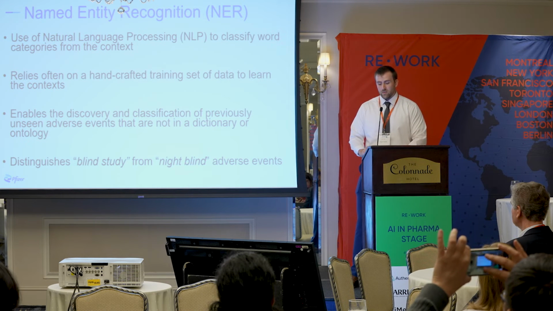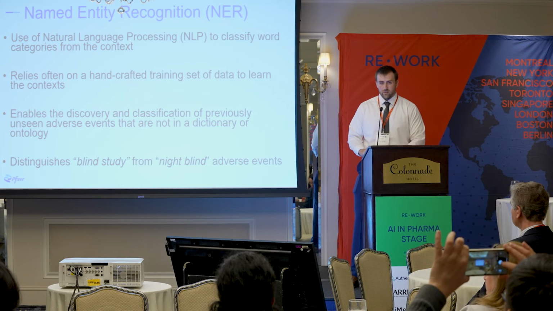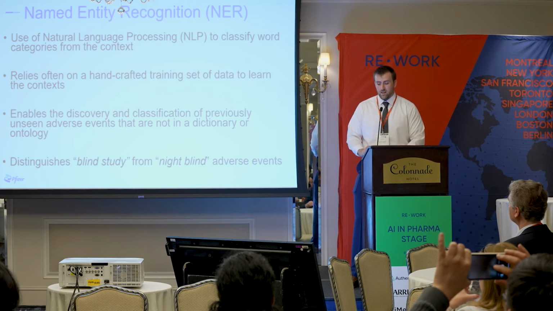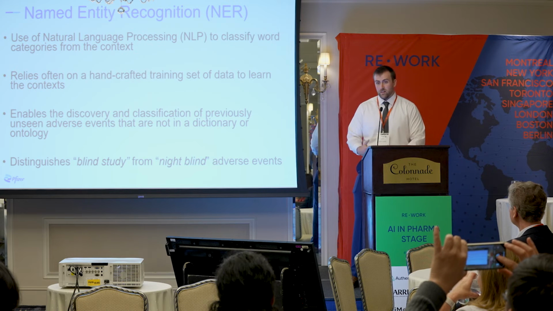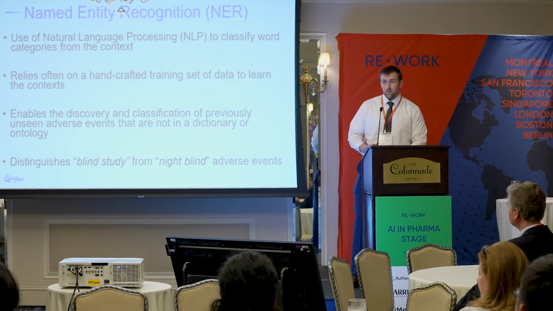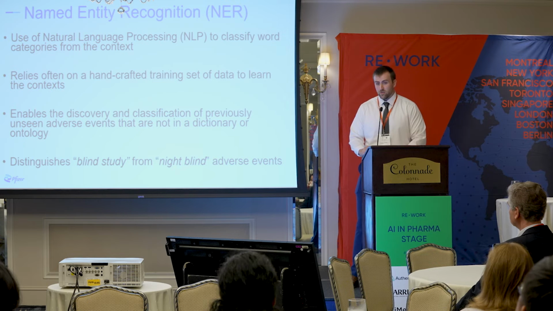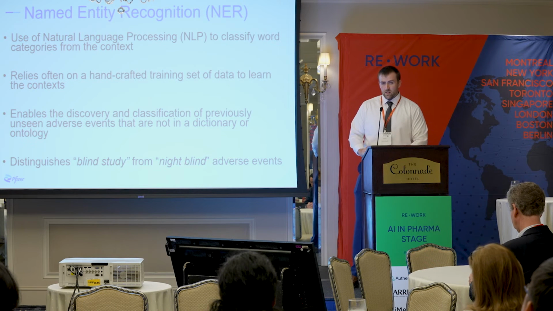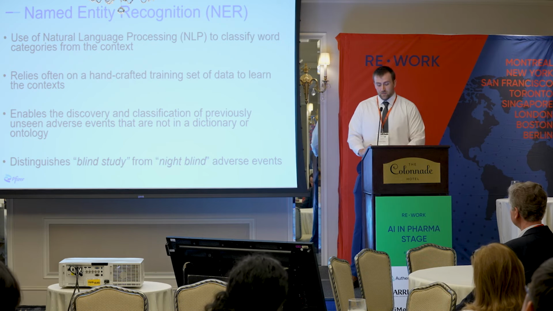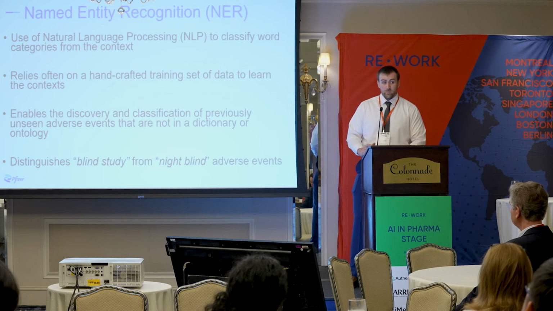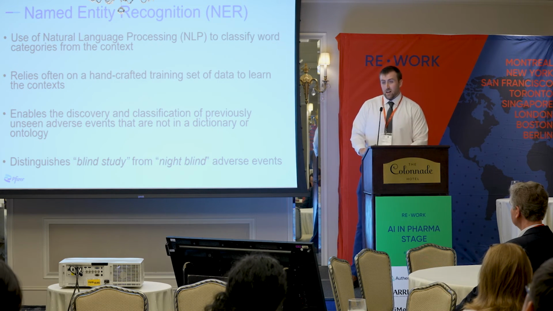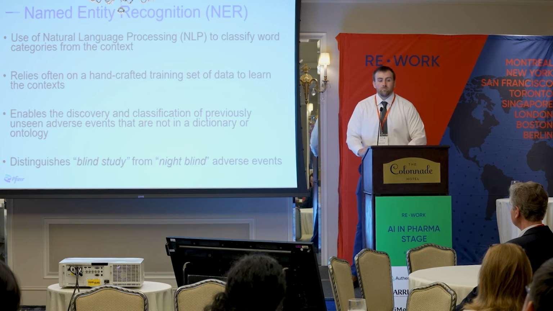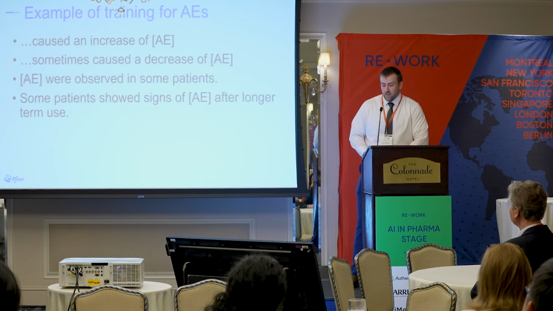What this did was it allows for discovery and classification of previously unseen adverse events that are not in the dictionaries. So if we had an adverse event that was never mentioned in any sort of VeDDRA, we could start to identify those, which we've never been able to do if we were relying on a dictionary method or pattern matching alone. Another unique problem that this solved was that it was able to distinguish between what was a blind study and an adverse event, such as night blind, or night blindness, I should say. And so we started to get good results from this.